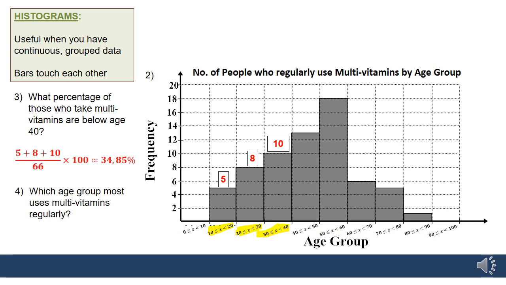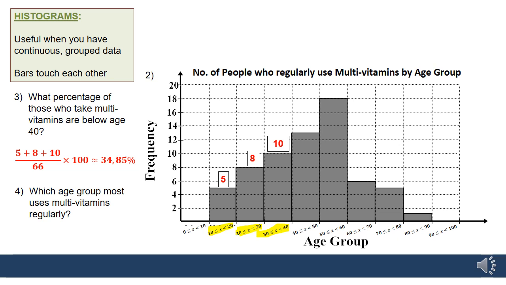We take that out of our total, which is 66, multiply by 100 because it's a percent, and that gives us 34.85. I've rounded off to 2 decimal places there. So we can see that the majority, more than 65% of people who are using multivitamins, are over 40, which might be interesting if you're somebody who is marketing multivitamins. You might focus on older people and not worry about the younger people.